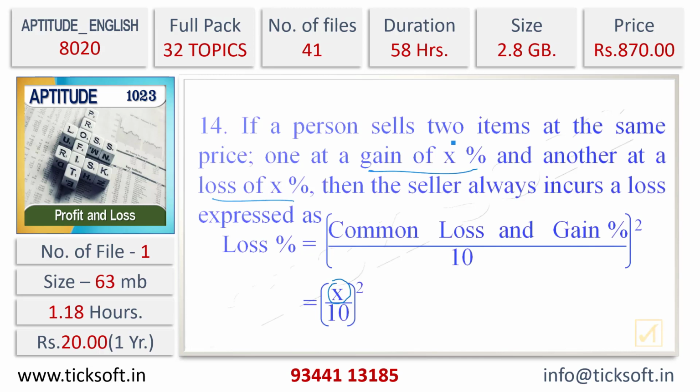Here listen, the person sells two items at the same price, but one is at a gain of x% and another one is at a loss of x%. Then the seller always incurs a loss, and that loss percent will be equal to this (x by 10) the whole square, where this x is the common loss and gain percent.